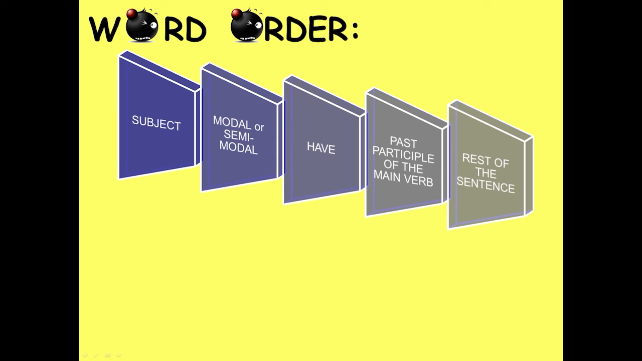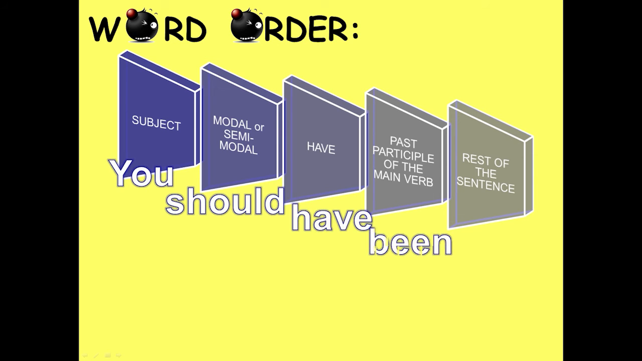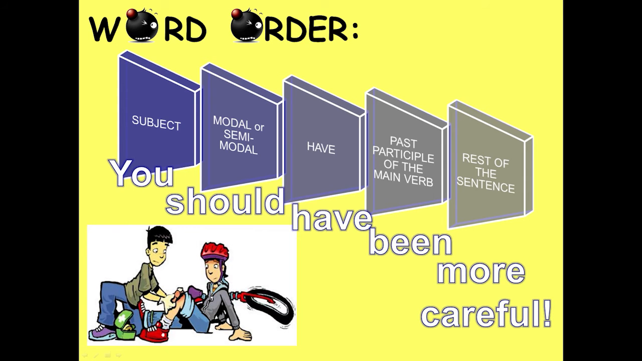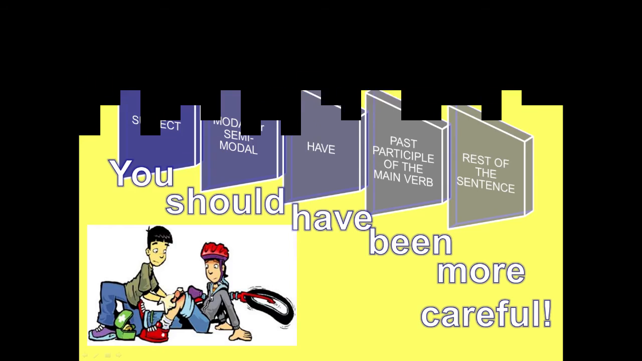As in this example, you should have been more careful. Look at the lady, she fell and she had an accident while riding her bike. And then the boy said to her, you should have been more careful. That's in the past. Before she had that accident, she should have been. Look at should have been. This is the perfect form of the modal should. We shall talk about this in detail later on in this lesson.